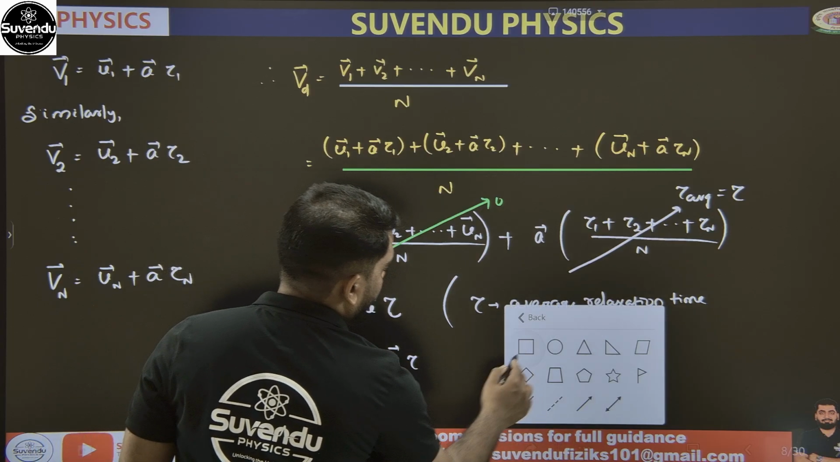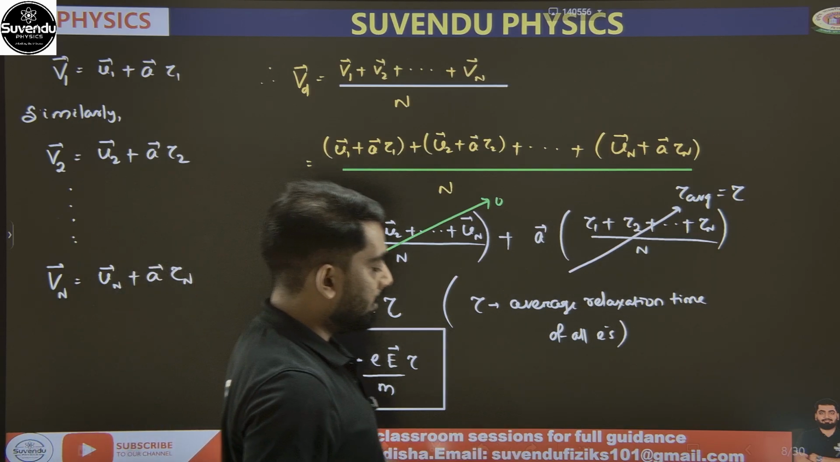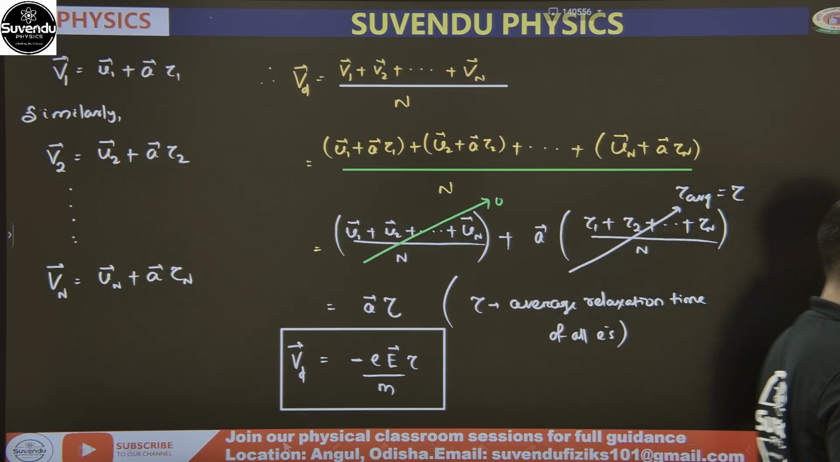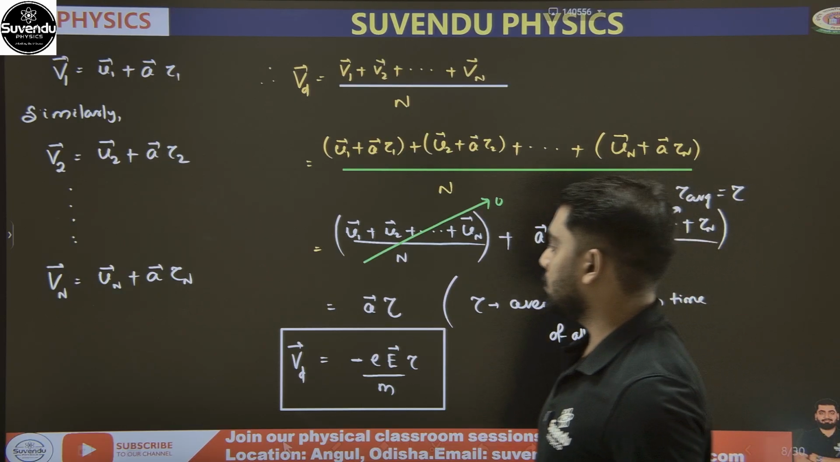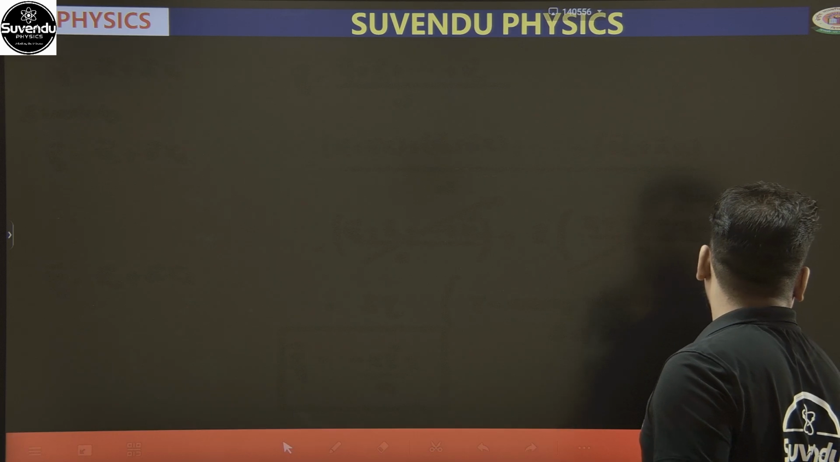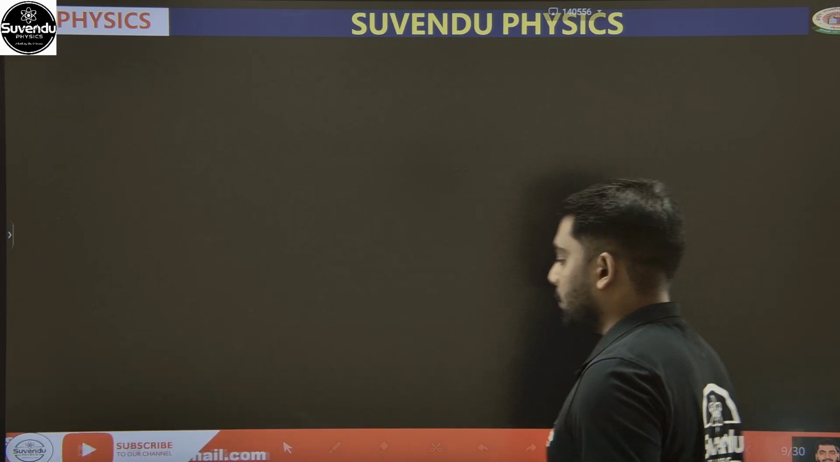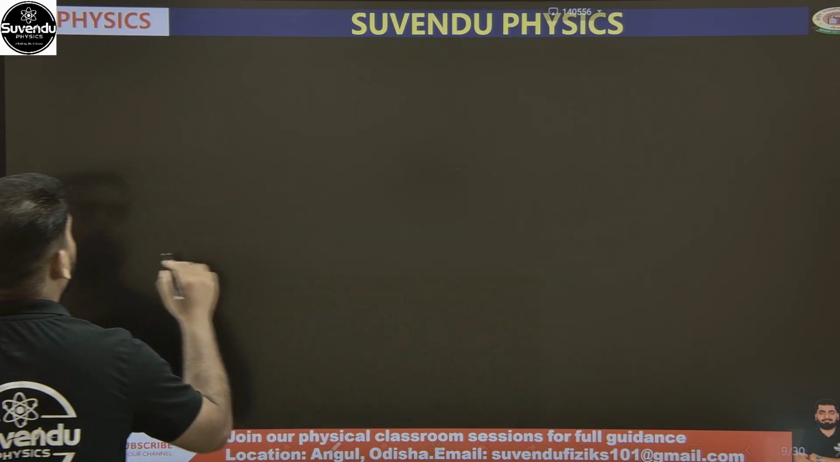This is the mathematical expression for drift velocity. I think this one is very clear to all of you. This is how to derive the mathematical expression for drift velocity. Now we will discuss some important points regarding this drift velocity. So listen properly, all of you.